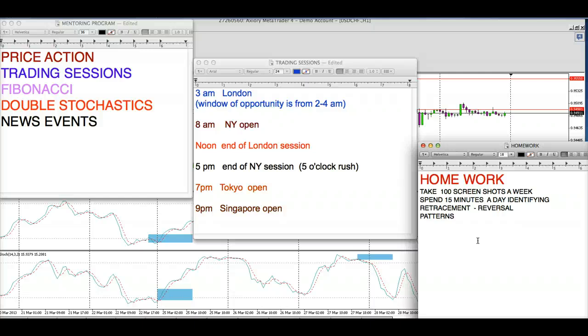We're going to be using Fibonacci. We're going to be using the double stochastics indicator. And last, we're going to focus one whole session on news events, how I come about finding the deviation for the numbers that we need to be able to enter a trade on a news event. Oftentimes, with news events there's no trade simply because the numbers aren't there.